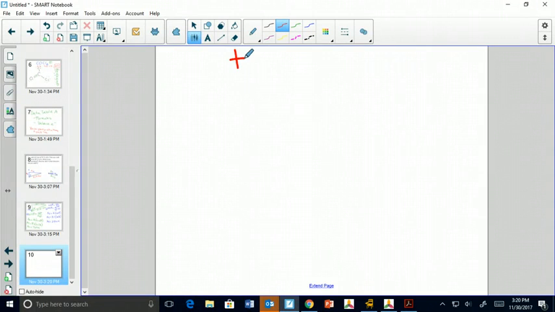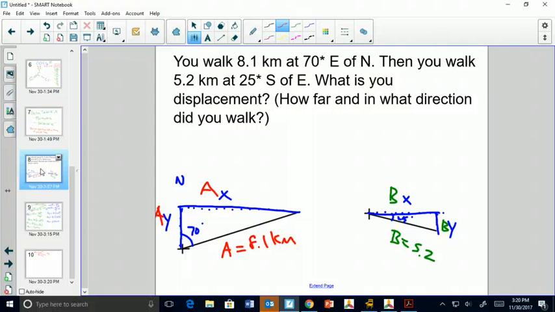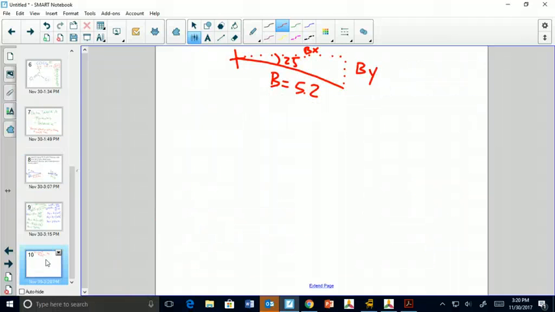So let's draw our triangle here for B. We started out here at our origin, and we were going down, and we knew that this angle was 25 degrees. And we said that B was equal to 5.2 kilometers. So here's BX, and here's BY. Now notice, if you go back to our instructions here, we are going south of east, right? So therefore, we know that this has got to be negative. We're going in the south direction, so that y is going to be negative. We'll come back to that when we finish here.